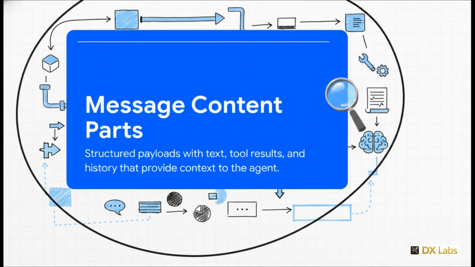Finally, we've got message content parts. These are the structured payloads that carry the actual meat of each A2A message. We're talking text, tool call results, metadata, even the conversation history right from the orchestrator's session. The main takeaway here is that these structured payloads arm the external agent with the rich operational context it desperately needs to actually get the job done right. It's not just blindly reacting to an isolated prompt, it sees the whole picture.